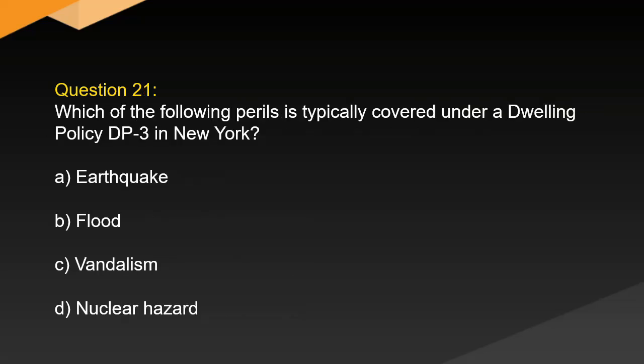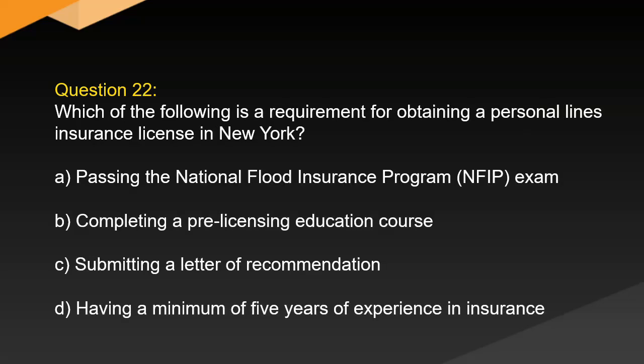Question 21. Which of the following perils is typically covered under a dwelling policy DP-3 in New York? A. Earthquake. B. Flood. C. Vandalism. D. Nuclear hazard.